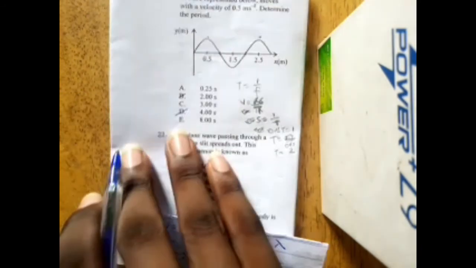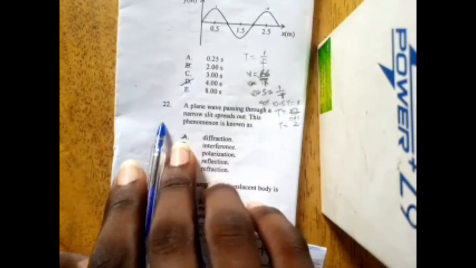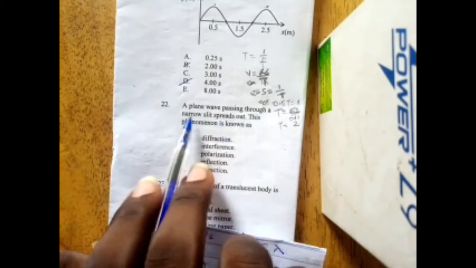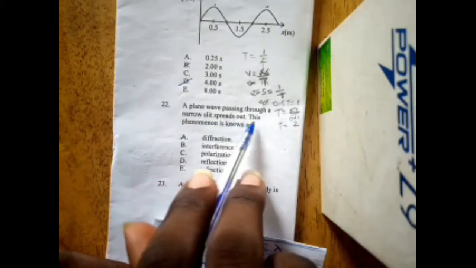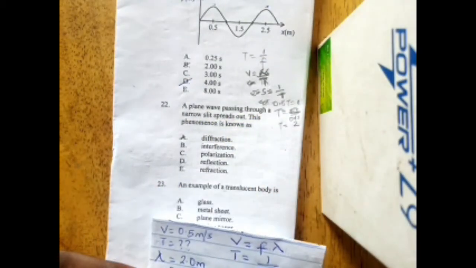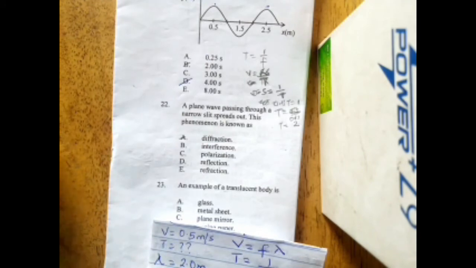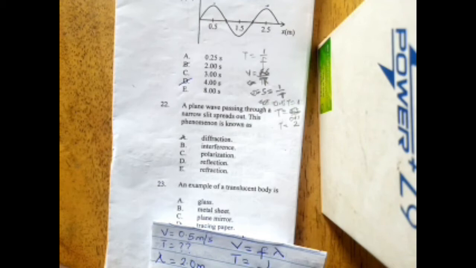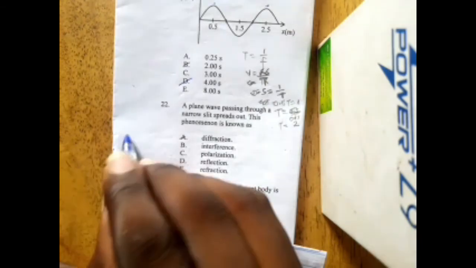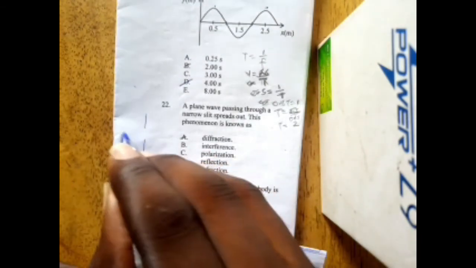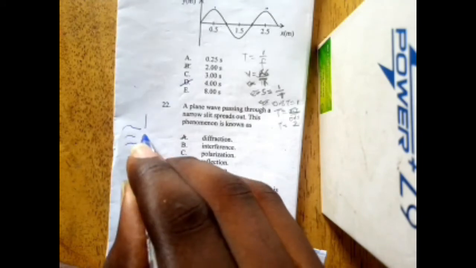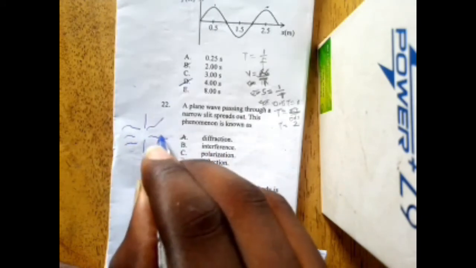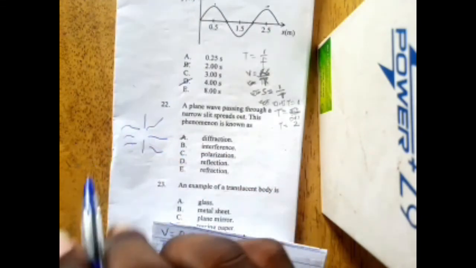So we have another example here. It says a plane wave passing through a narrow slit spreads out. This phenomenon is known as what? Of course, it is diffraction. I said diffraction is the phenomenon in which waves try to bend around obstacles. So you have an obstacle, you have a wave coming in. The ability to bend around it and continue its motion is known as diffraction.